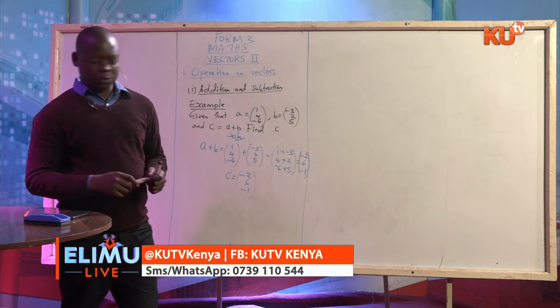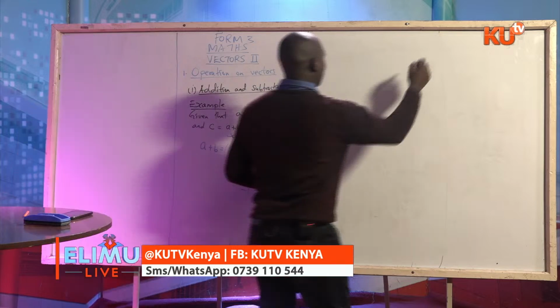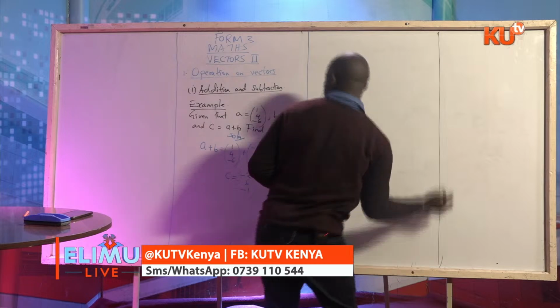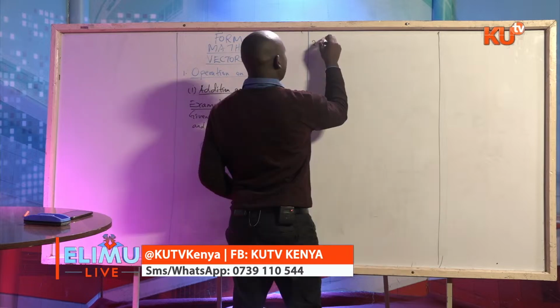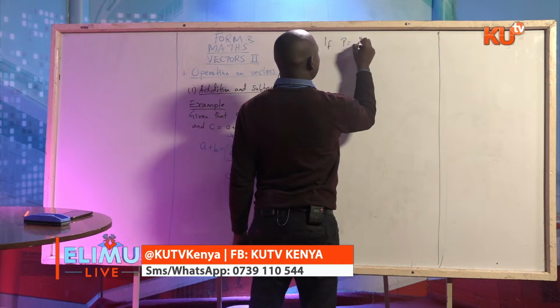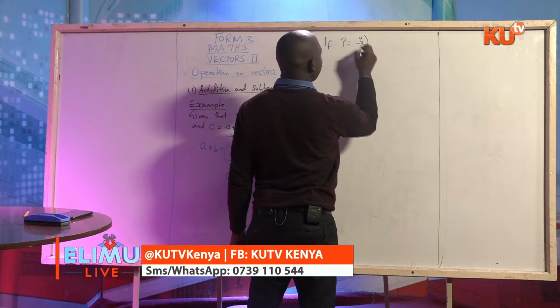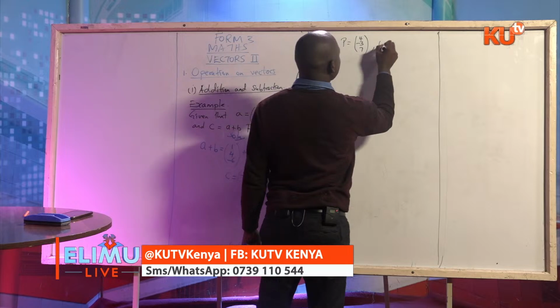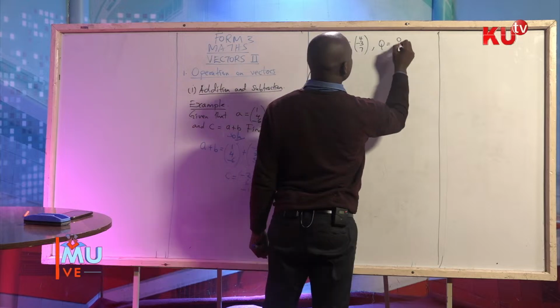Number 2, if we are told now to work out a case like this one, question 2, if the vector P is 4, negative 3, 7, and Q is 0, 1, 8.